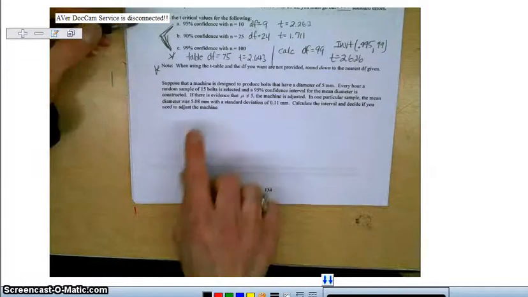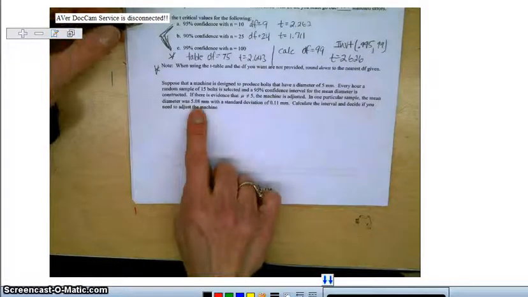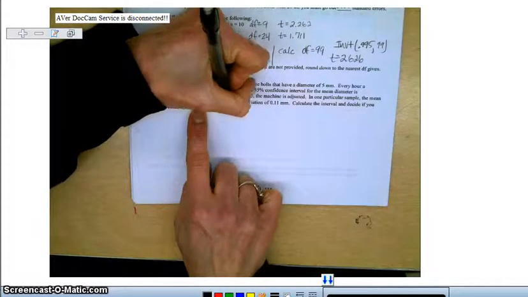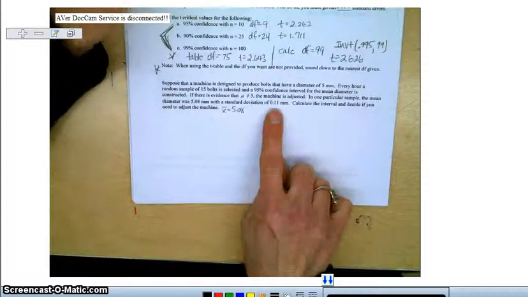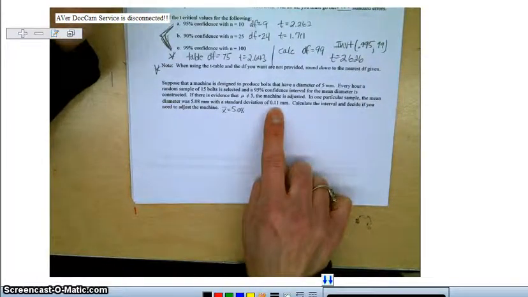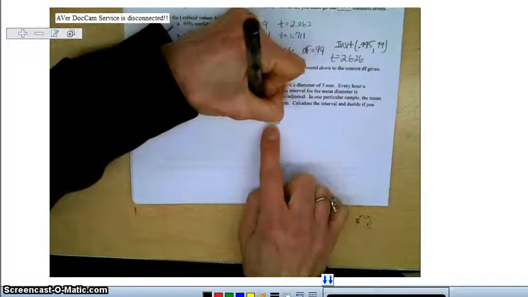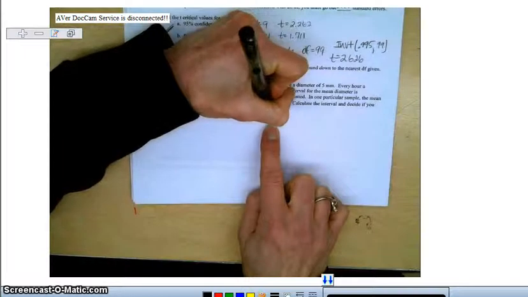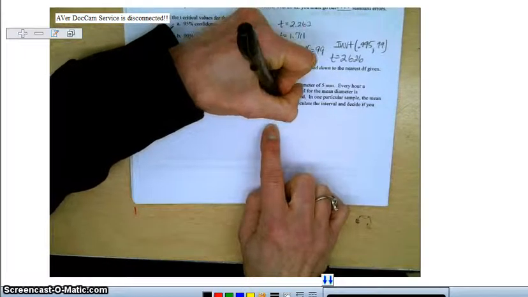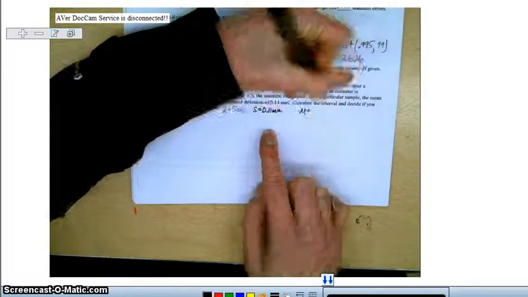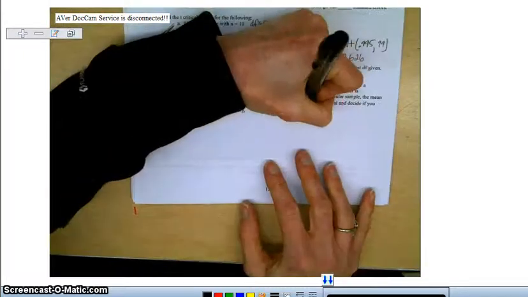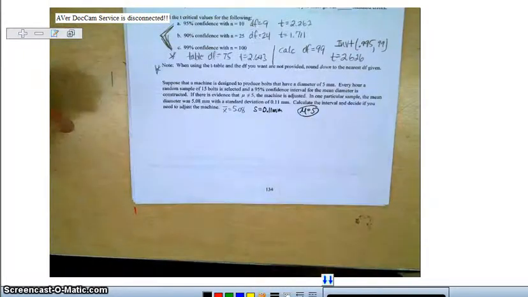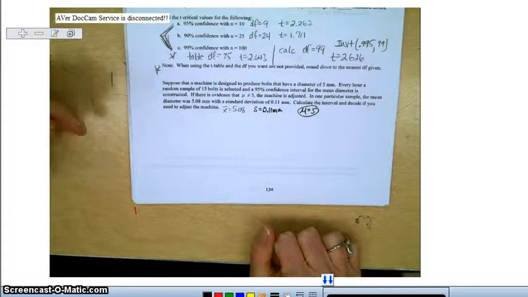So we know that 5.08 is what in our problem? That is X bar, X bar is 5.08. And 0.11 is S, the sample standard deviation. None of these are true values. What do we want the mean to be? What is our true mean? What do we need it to be? 5. So this is our comparison at the end.